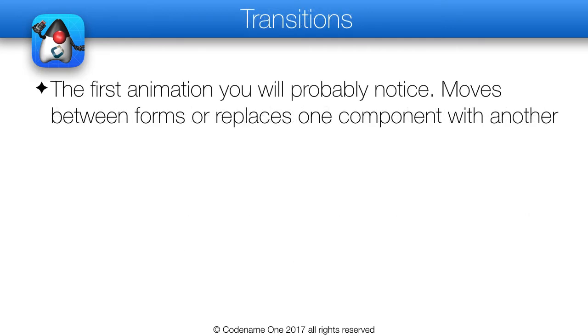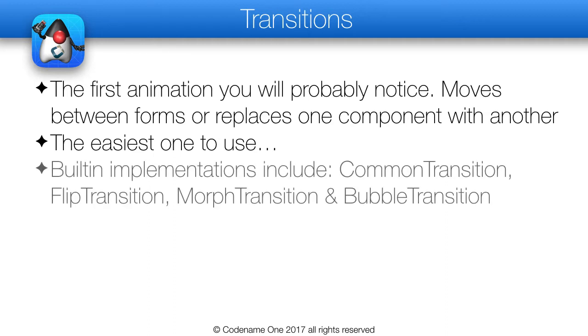We'll start with transitions. These are pretty much the first animation types people notice when running an app. Here I'll demonstrate transitions on a form, but we can apply a transition to a dialog or an arbitrary component by using the container.replace method. Using transitions is trivial. We just apply them to a form, a dialog, or use them in replace. The rest just works.